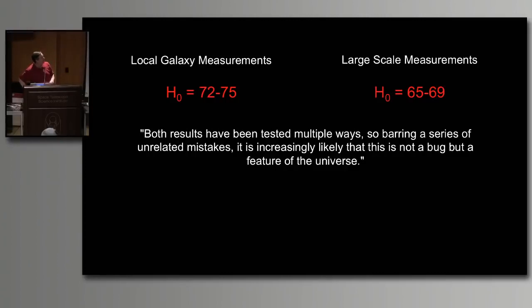And the quote from Adam Riess, the head of the researchers, says, "Both results have been tested multiple ways, so barring a series of unrelated mistakes, it is increasingly likely that this is not a bug, but a feature of the universe." That our local estimates of the Hubble constant value differ from our large scale estimates of the Hubble value. What do we do?